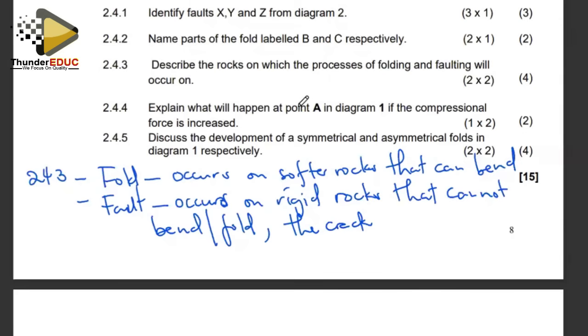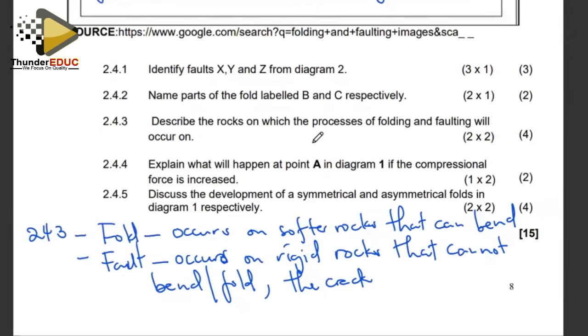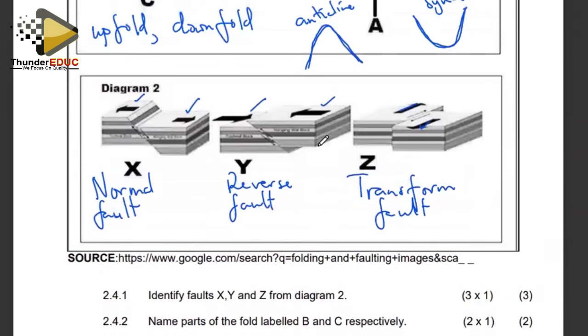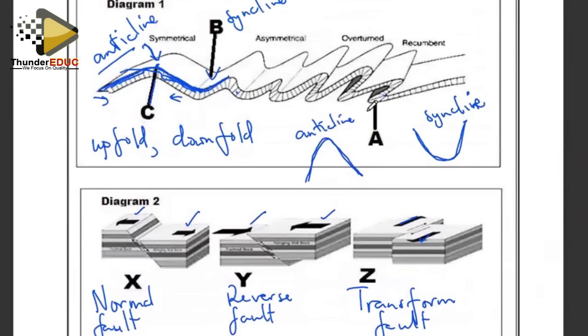4.4. Explain what will happen at point A in diagram 1 if compressional force is increased. What will happen at point A if compressional forces will increase? Here, we are seeing that compressional forces, this one is almost overriding that one there. And what is going to happen on that fold at A? I'll use this space here.